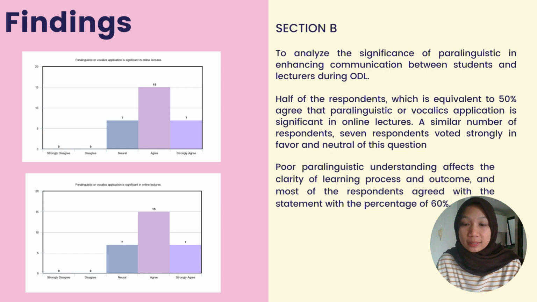and lecturers during RTL. As per the histogram chart attached, half of the respondents, which is equivalent to 50%, agree that paralinguistic or vocalics application is significant in online lectures. A similar number of respondents, 7 respondents for both strongly agree and neutral, voted on this question. The second histogram shows that 60% of the respondents agree that poor paralinguistic understanding can affect the clarity of the learning process and outcome, and most of the respondents agree with this statement.